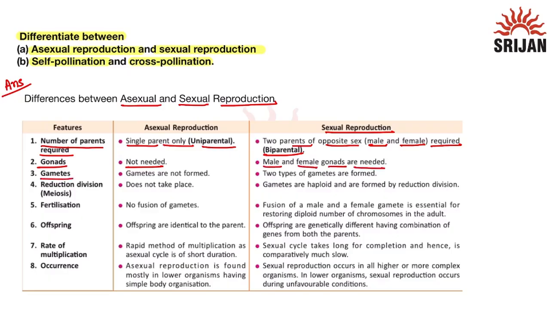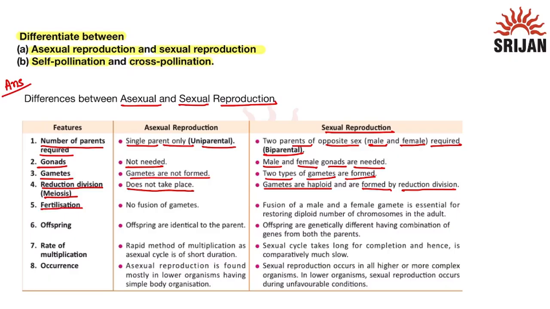Third is gametes. Gametes are not formed in asexual reproduction. In sexual reproduction, two types of gametes are formed. First is the male gamete, second is the female gamete. Fourth is reductional division of meiosis. In asexual reproduction, meiosis does not take place, but in sexual reproduction, since gametes need to be haploid and they can only be formed by reductional division, which is meiosis.